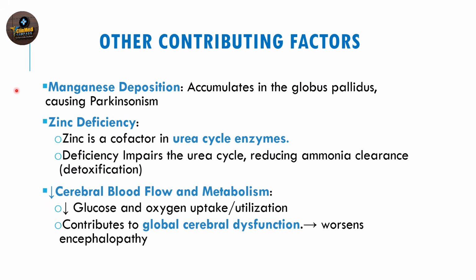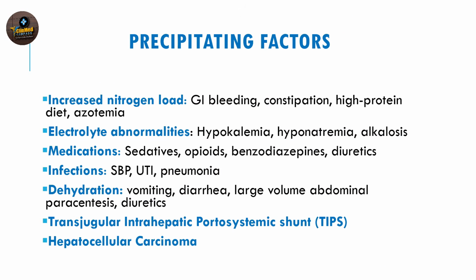Other factors contributing to hepatic encephalopathy include manganese deposition. Manganese accumulates in the globus pallidus, causing Parkinsonism. Zinc deficiency: zinc deficiency impairs the urea cycle and ammonia clearance. Reduced cerebral blood flow: this decreases oxygen and glucose utilization, contributing to global brain dysfunction, thereby worsening hepatic encephalopathy.